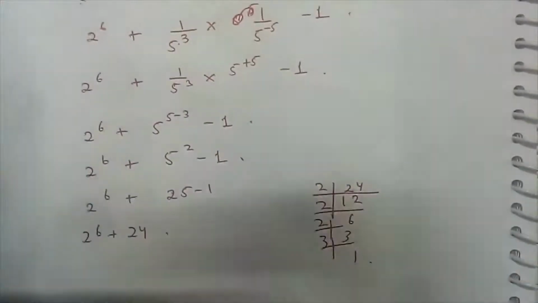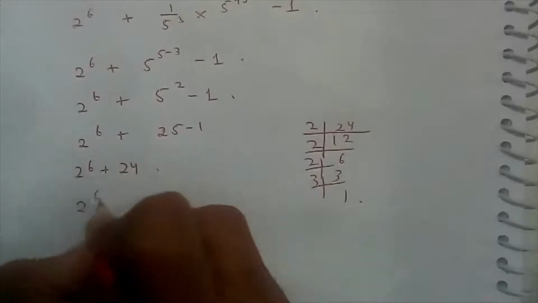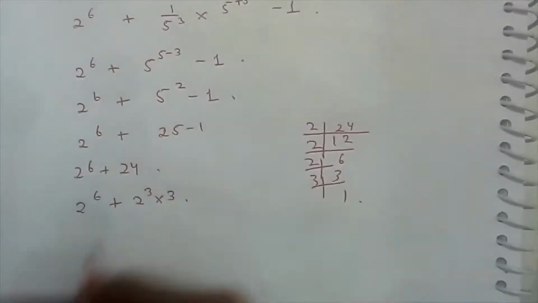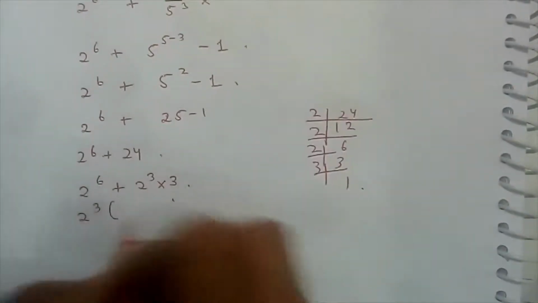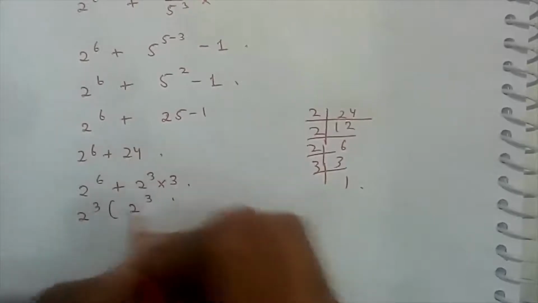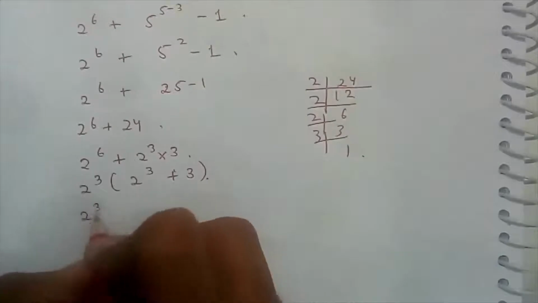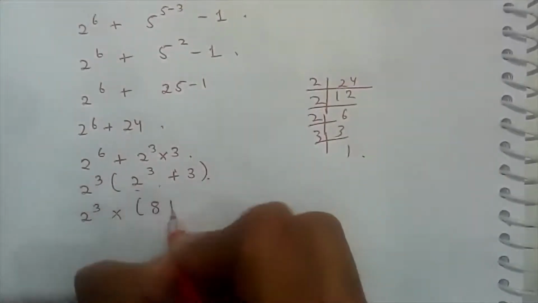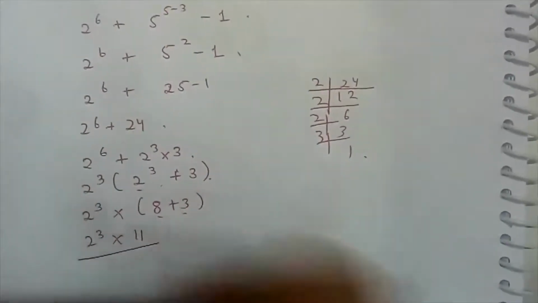Okay, so here after taking the LCM we will write it as 2 to the power 6 plus 2 to the power 3 into 3. 24 is 2 to the power 3 into 3. Now taking 2 to the power 3 common, we will get 2 to the power 3 plus 3. Here 2 to the power 3 into 2 to the power 3 is 8 plus 3, 2 to the power 3 into 8 plus 3 is 11. Done. Okay, let's quickly move to the next question.